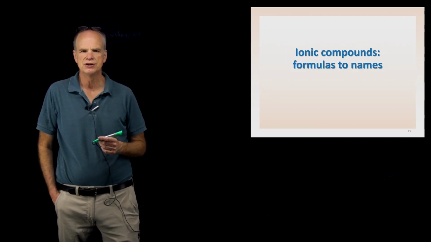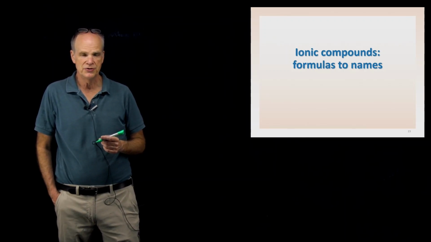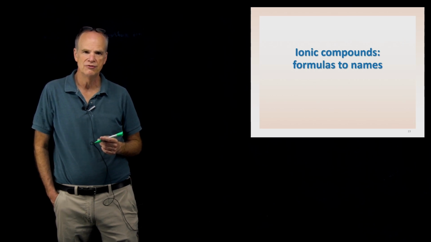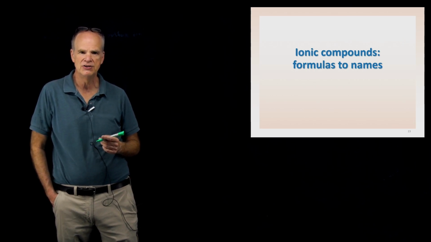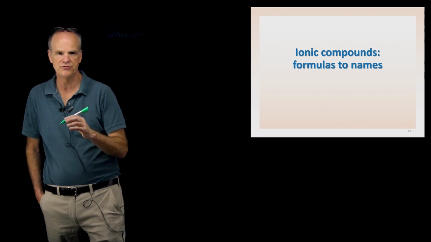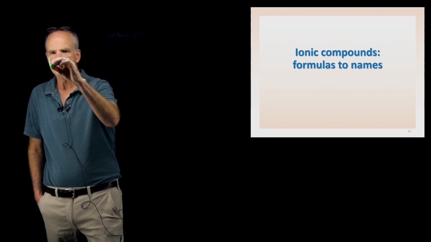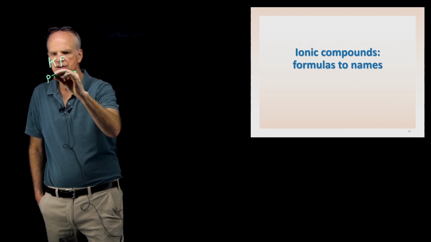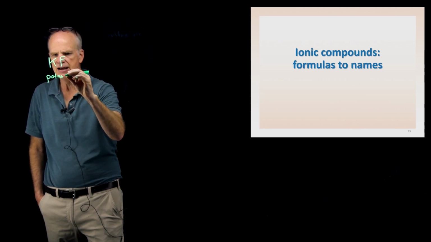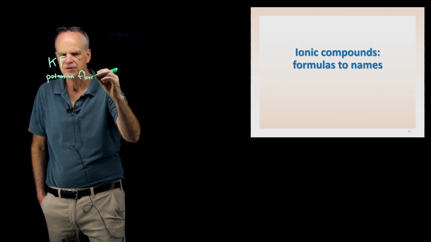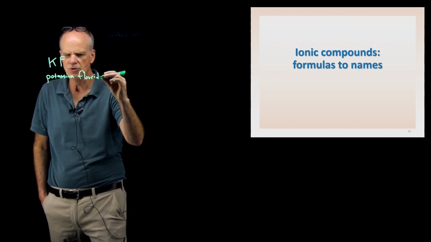And so now what we're going to do is figure out a way in which you can take the formula for an ionic compound and give it its correct name. So let me just give you some quick examples. What you'll have to figure out, for example, is if you see the formula KF, that this is named potassium fluoride. But then sometimes they can get a little bit more complicated.